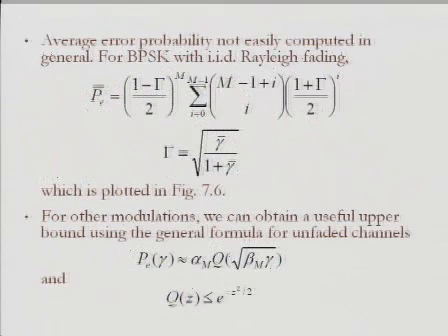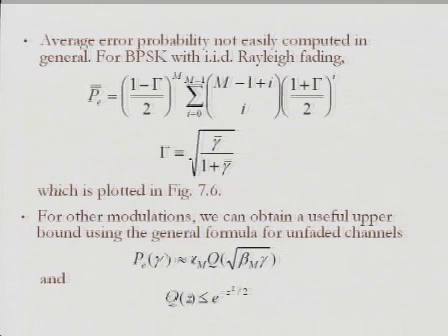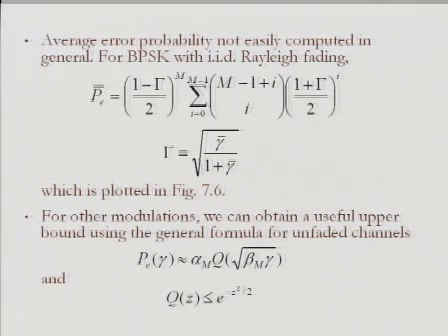Now, how about the average error probabilities? Well, again, not easy to compute. We have formulas only for one case, which is BPSK, with Rayleigh fading, independent on all the antennas, same variance. We have this monstrous formula. You have to first compute this gamma, which is here, and then you plug it here. It appears in multiple places, okay? And there's a plot in figure 7.6 that's computed using this formula. So it's involved, but at least it's a formula we can work with.